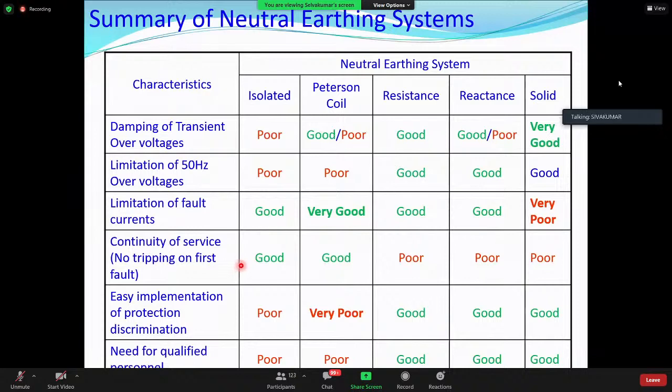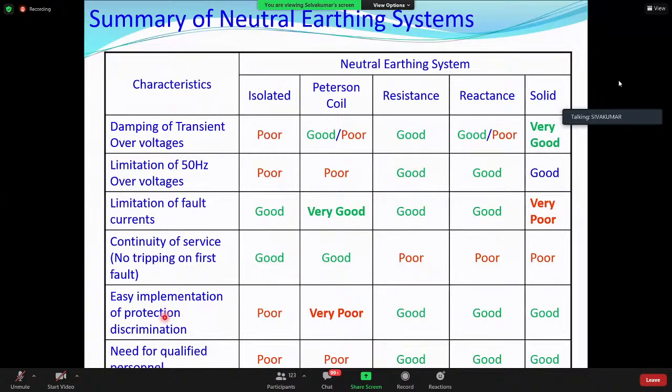Protection discrimination. That means if one device is not tripping, then the next upstream device, and the next, provide discrimination. In the first two systems, it is poor because the current is not detectable. In the other systems, depending upon the value of the inductance or resistance you are putting, or in solid grounding, it is good because the current is detectable. You can go for better discrimination.